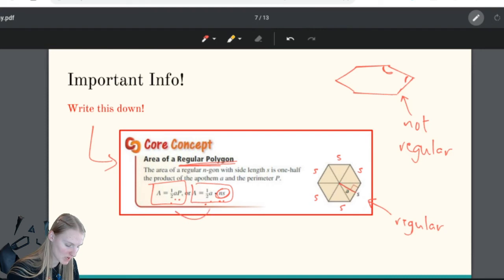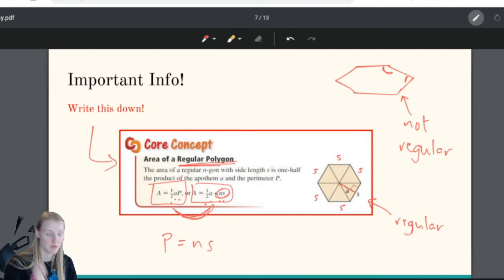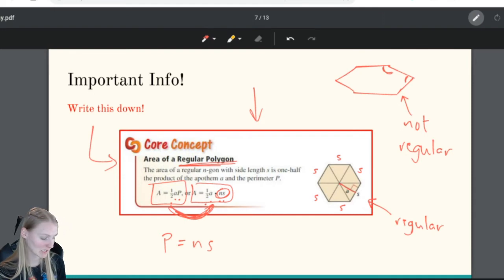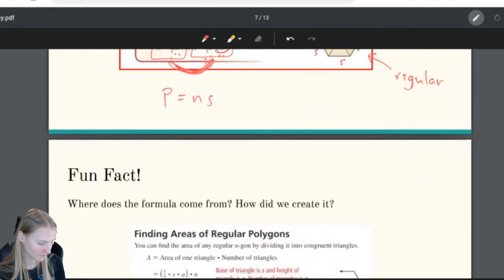Number of sides times the side length, that's just the perimeter. So these are the same formula, just written a little bit differently, because the perimeter is equal to the number of sides times the side length. Okay. Make sure that especially these two boxes are in your notes, but this picture, everything in this box should be in your notes. Okay. Let's move on and do an example.